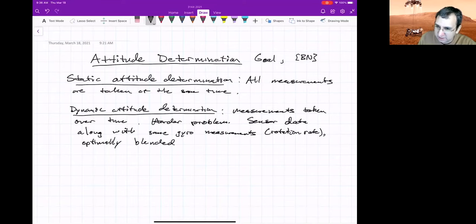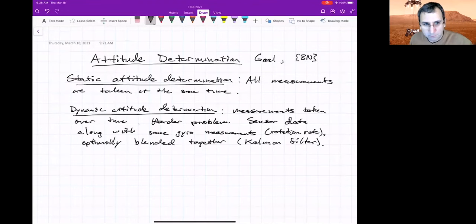That would get us into things that we're not going to talk about here, but you've probably heard of the Kalman filter, or maybe you've even used it. We won't be talking about that. We'll focus on static attitude determination.